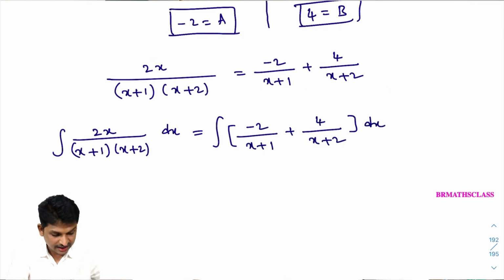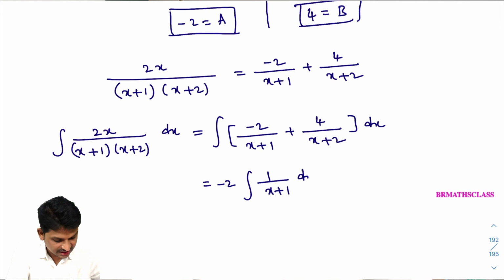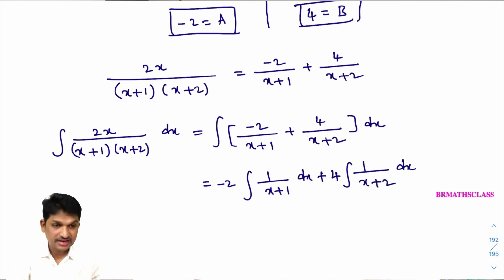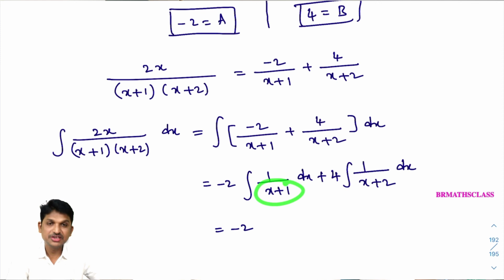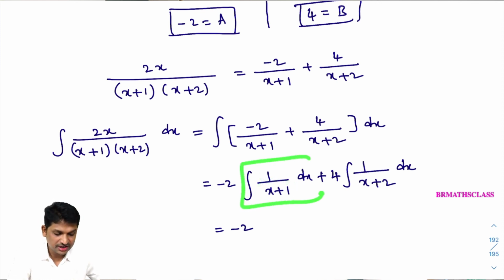Now what to do? I need to integrate each and every term. While integrating this term, in the numerator minus 2 is there. Minus 2 is a constant. You write it outside the integral: minus 2 into integral of 1 divided by x plus 1 dx. While integrating this one, here 4 constant is there. Write it outside: 4 into integral of 1 divided by x plus 2 into dx. Now this equals minus 2 into, what is the derivative of x plus 1? The derivative of x plus 1 is 1. So in module number 3 we learned how to integrate this.